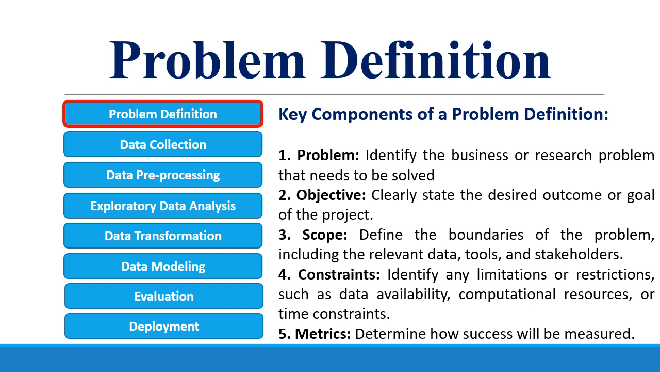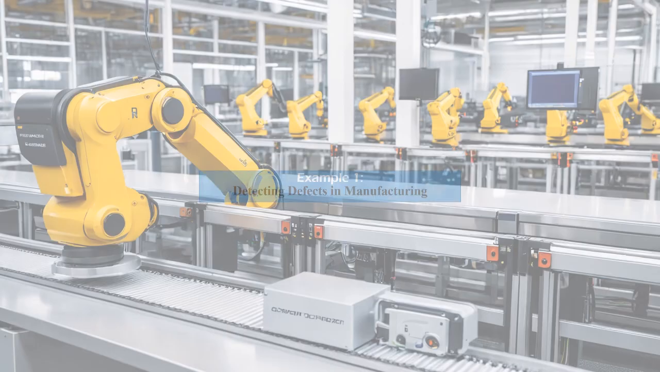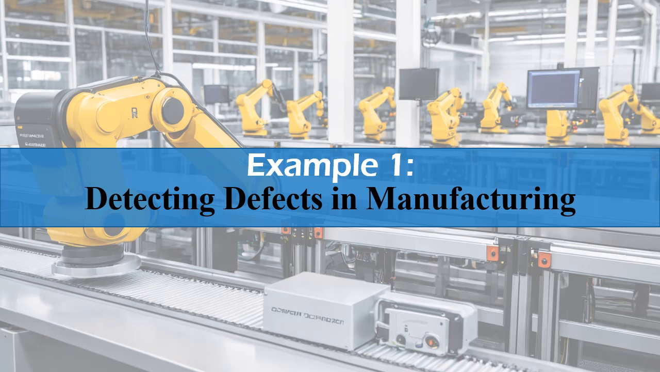Last and the most important thing, metrics. There should be a metric to measure the success of your project. Let's understand problem definition with several examples. The first example is detecting defects in manufacturing.